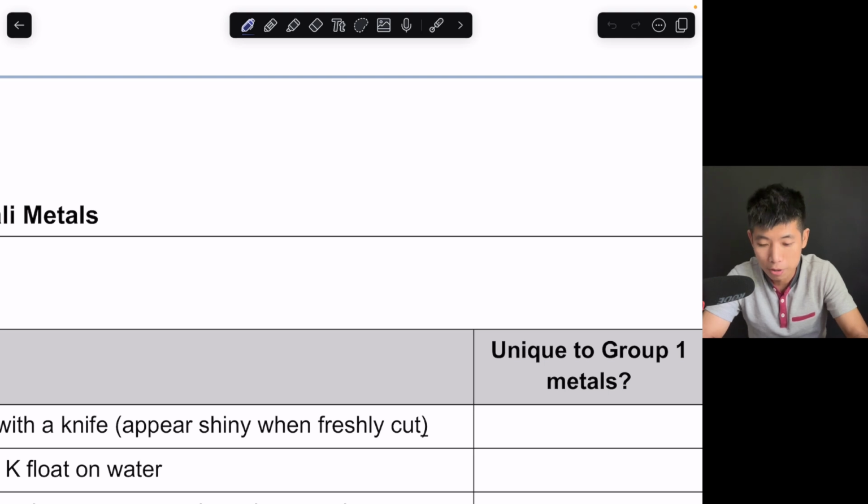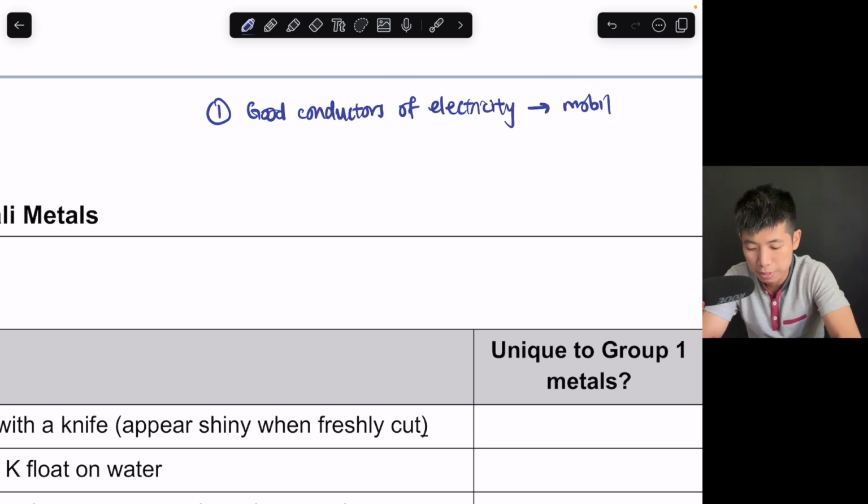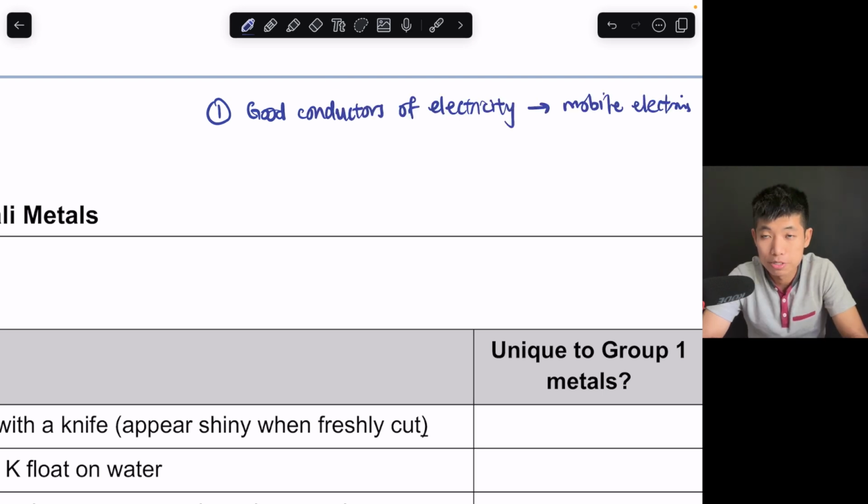You'll probably recall that some of the properties that you know about metals is that they are good conductors of electricity, and that is because they have mobile electrons. And for those of you who take pure chemistry, you learn in metallic bonding that we have the electrostatic forces of attraction between the metal cations and the sea of delocalized electrons. So the presence of mobile electrons enables metals to conduct electricity.